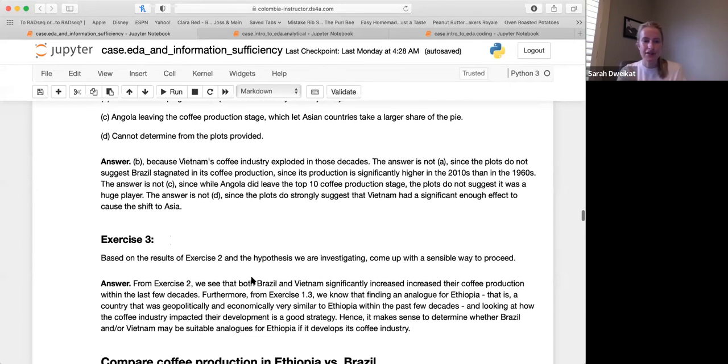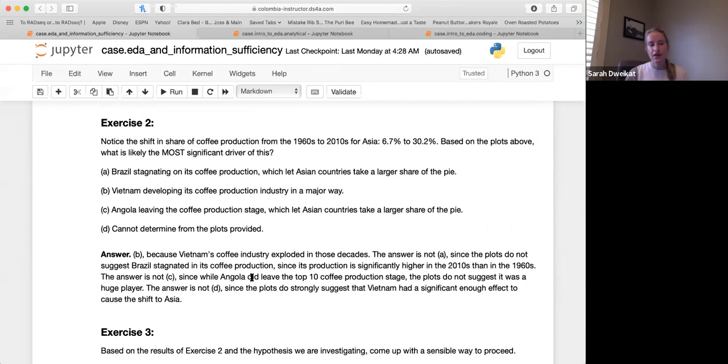Okay, exercise 3: based on the results of exercise 2 and the hypothesis we are investigating, come up with a sensible way to proceed. So this is kind of an open-ended question. Based off of what we said for exercise 2, Asia went from 6.7% of the share of coffee production to 30.2%. And our most significant driver, we think, is that Vietnam developed its coffee production industry in a major way, based off of the data that we saw.